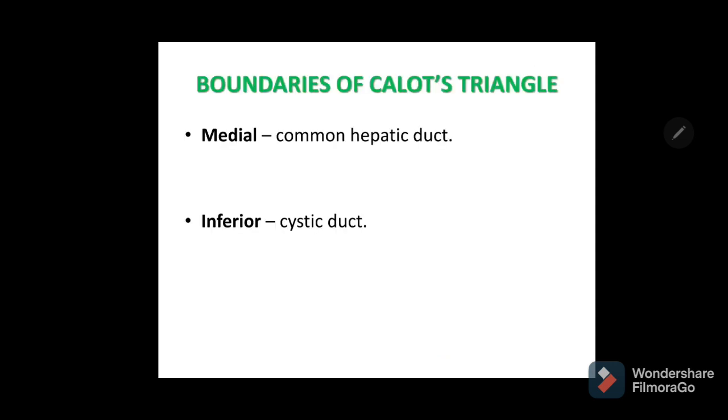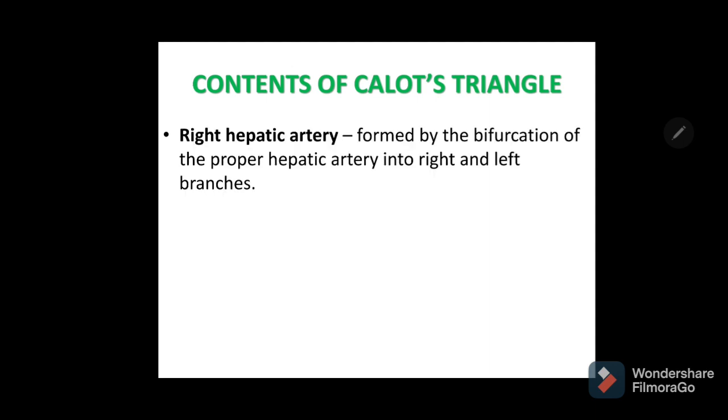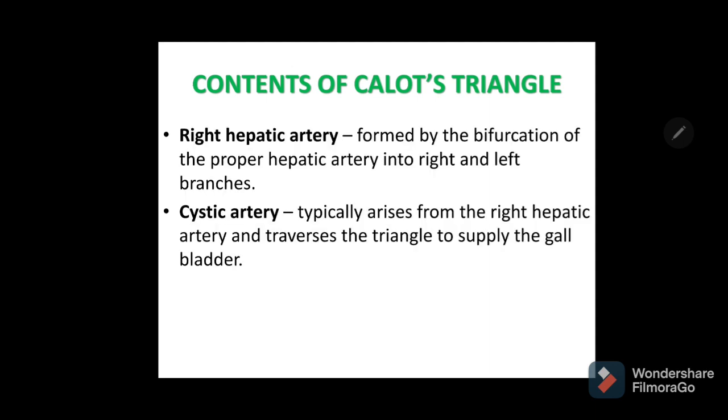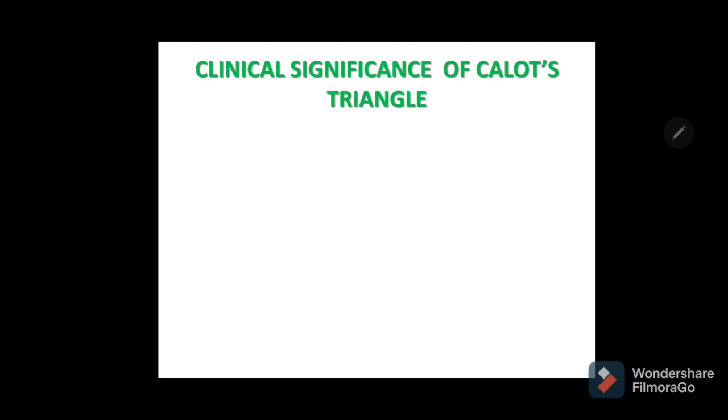So boundaries: medially common hepatic duct, inferiorly cystic duct, and superiorly inferior surface of the liver. Contents are right hepatic artery formed by the bifurcation of the proper hepatic artery. Cystic artery is giving the blood supply to the gallbladder. It arises from the right hepatic artery. And lymph node of Lund, the first lymph node to drain the gallbladder, and lymphatics.